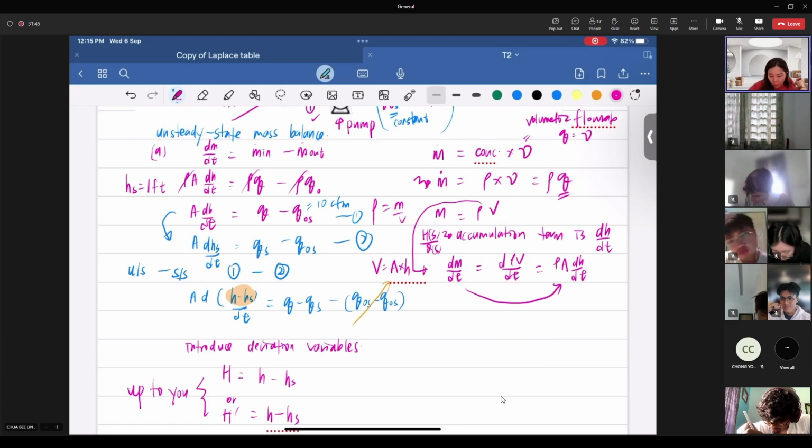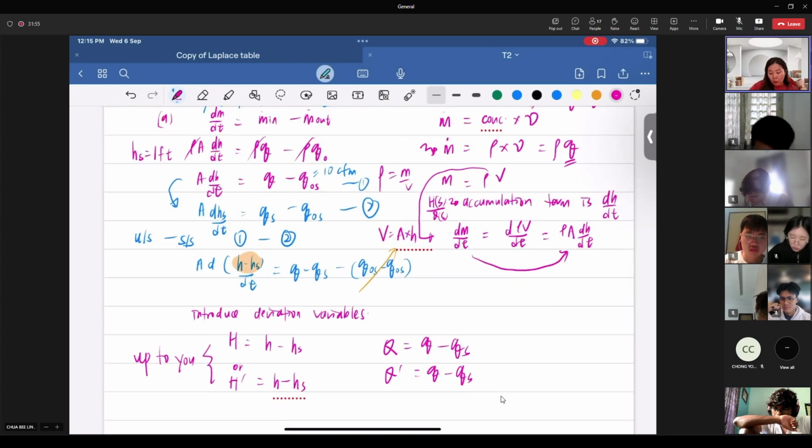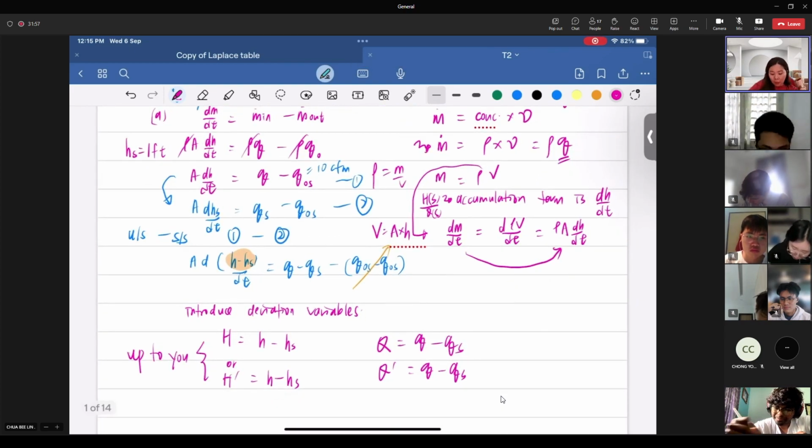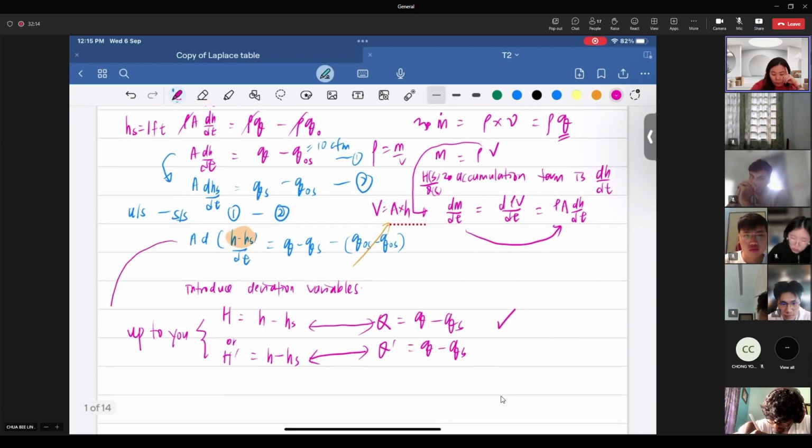Then we have Q equivalent to Q minus QS, or Q prime equals Q minus QS. So it must be a pair. If you use this, you have to pair with this, or if you use this, you must pair with this. So either one you can use. For deviation variable, let's say I'm using this one, capital. Then I will substitute into my equation.